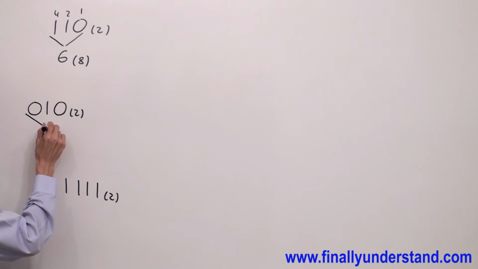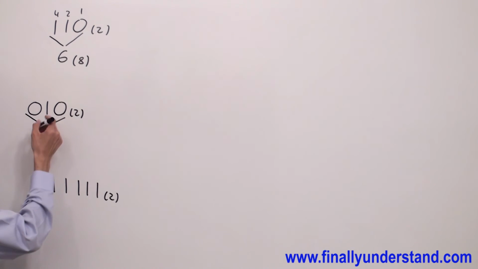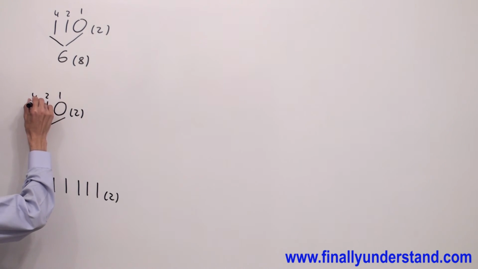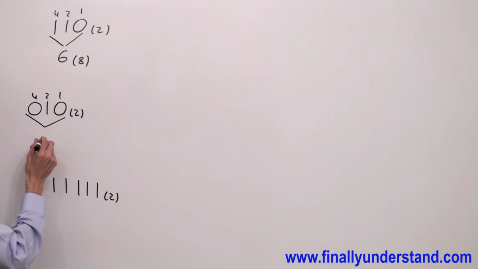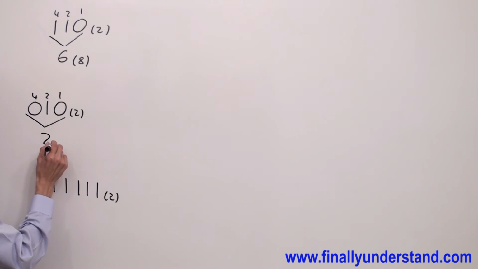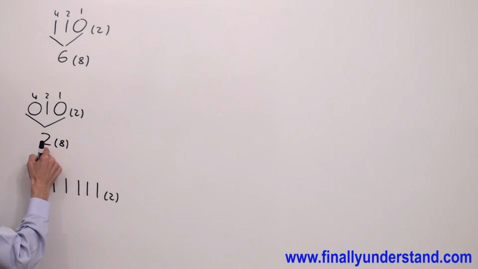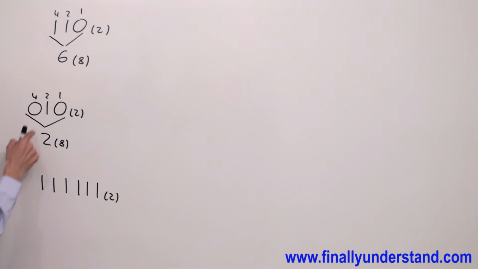3 bits, and this is nothing else, just binary 2. We have 1, 2, 4. This is binary 2. That's why my answer is simply octal 2, because this is 2.